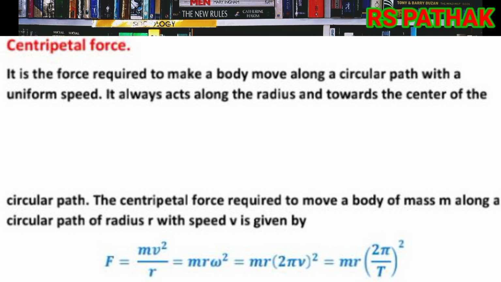The centripetal force required to move a body of mass m along a circular path of radius r with velocity v is given by F equal to mv square upon r. This is called centripetal force.